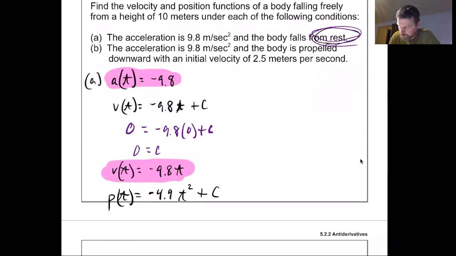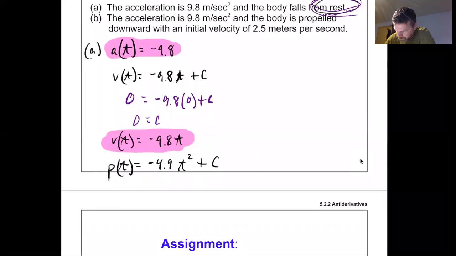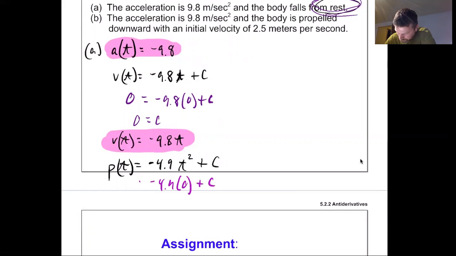So let's look at this. The original problem said find the velocity and position functions of a body falling freely from a height of 10 meters, under each of the following conditions. It fell from a height of 10 meters. In other words, when time was equal to 0, the height was equal to 10. So plug that in. When time was equal to 0, height was equal to 10. Multiply by 0, it looks like 10 would equal c in this case. So my position function is negative 4.9 t squared plus 10.